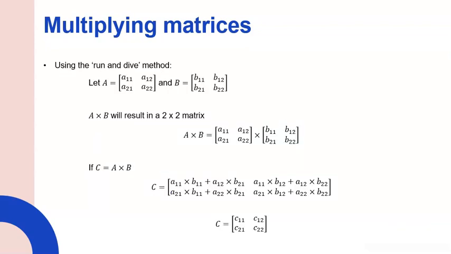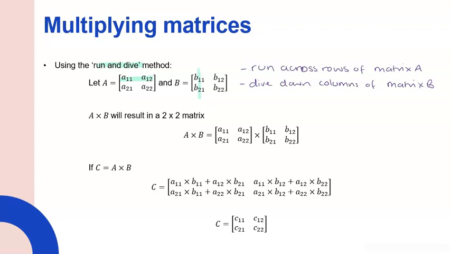So now we come to how we actually multiply. We use a method called the run and dive method. What that means is that as we are working across, we are running across the row of the first matrix, and at the same time, we are diving down the column of the second matrix. Once you get the pattern, it's quite straightforward, but it can be a little bit confusing to begin with.